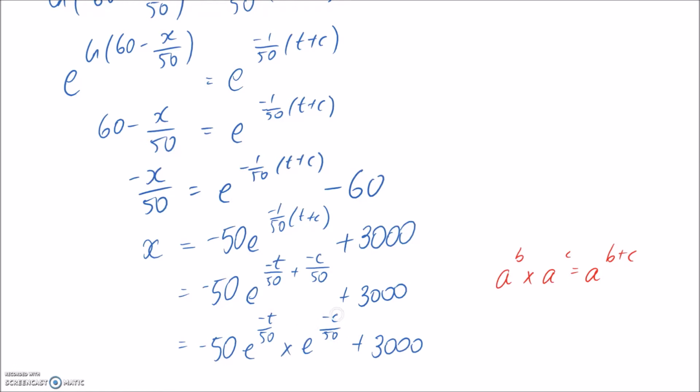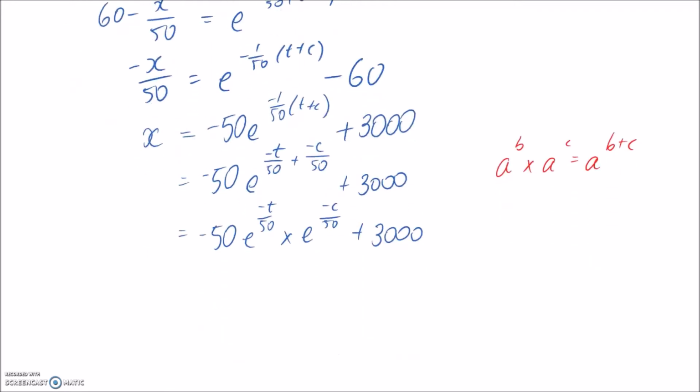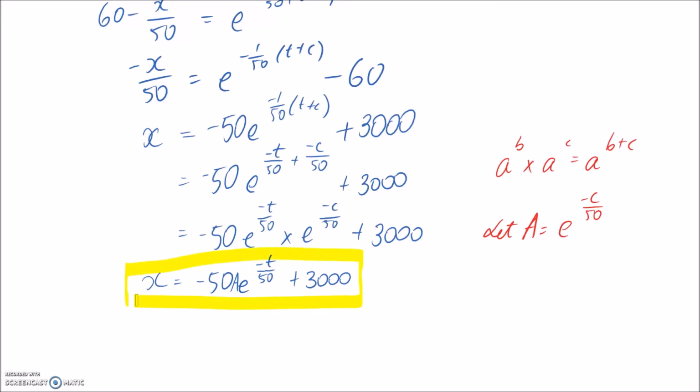So rather than writing it in this way, what we can do is introduce a new variable. I'm going to call mine a, which is just going to combine all of this together, so e to the negative c on 50. So that means we can write it a little bit nicer. So actually I'm going to stick this in here, so 50a plus 3000. So that's our nice form of the general solution to the differential equation. Alright, general because we don't actually know what a is at the moment. So I'll mark in here, this is the general one.